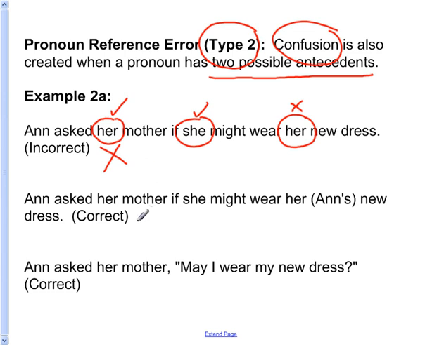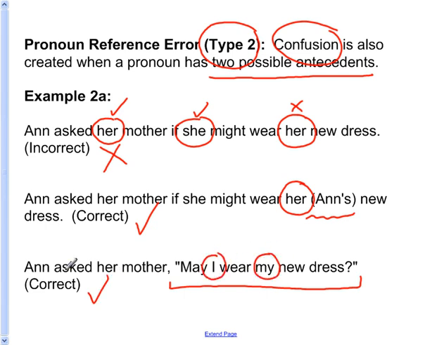In this sentence, the second sentence, it is made clear. Anne asked her mother if she might wear her (Anne's) new dress. So here, her is clearly referring to Anne, because in parentheses beside it, we've indicated and made it very clear. Now, this is a bit clunky to put parentheses in the middle of a sentence like this. The better way to do it would be to have Anne say something and in quotation marks put the direct speech from Anne. Anne asked her mother, "May I wear my new dress?" I and my clearly refer to Anne, since this is what Anne is saying.